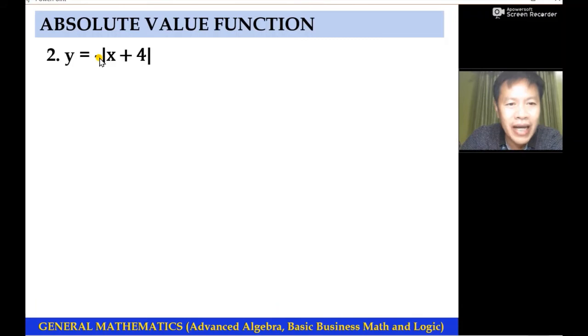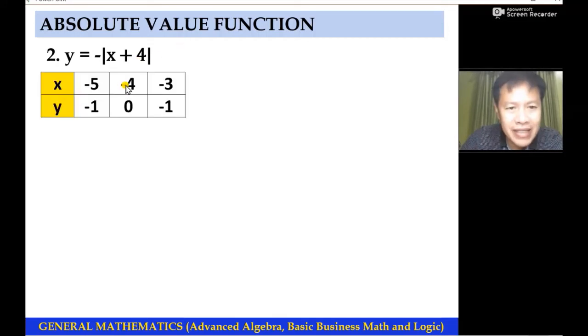Y is equal to negative absolute value of x plus 4. The vertex is negative 4 and 0. This is our vertex. Then don't forget to arrange the values of x in increasing order so that you can have the technique to sketch the graph of the absolute value. Now this is negative 4. How did you get negative 5? Negative 4 minus 1 is negative 5. How did you get negative 3? Negative 4 plus 1 is negative 3.